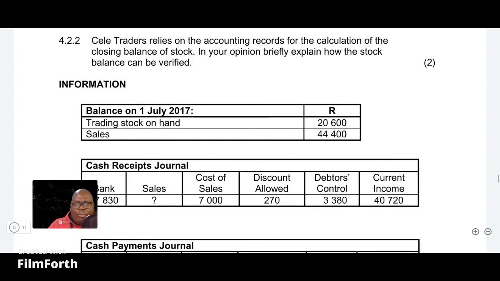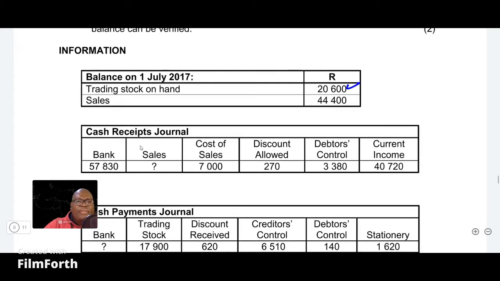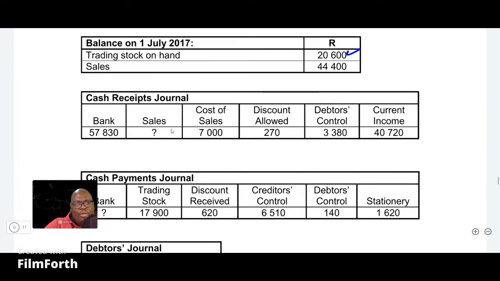So we have already used this part, we are done with the opening balances, and then from there, the other thing that you're given in the cash receipt journal is that you need to think about what happens when we sell. How does this affect our trading stock account? If you see here, we have cost of sales, and cost of sales is in a relationship with trading stock. So we need to ask ourselves, what happened to trading stock when cost of sales increases?